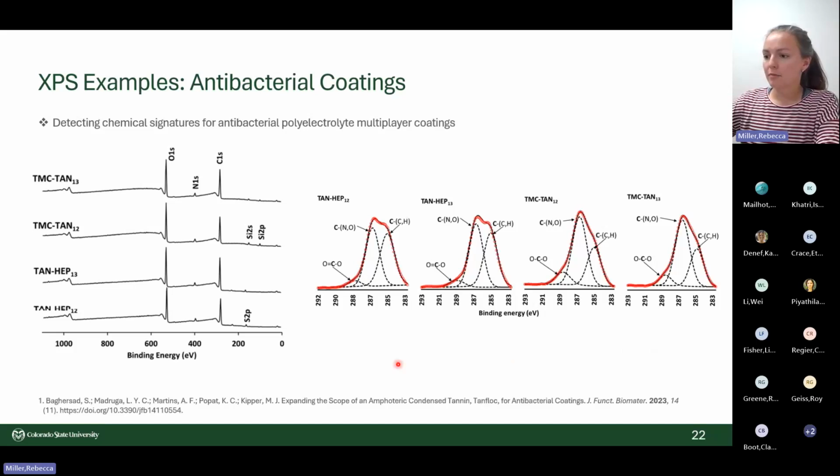This is an example from the Popa and Kipper groups, where they were creating these multi-layer coatings. Nitrogen and sulfur peaks were indicative of the treatment that they had done, so they were looking for confirmation to see those in the survey spectra. They also used the high-resolution spectra to assess some of the compositional effects of their treatments.